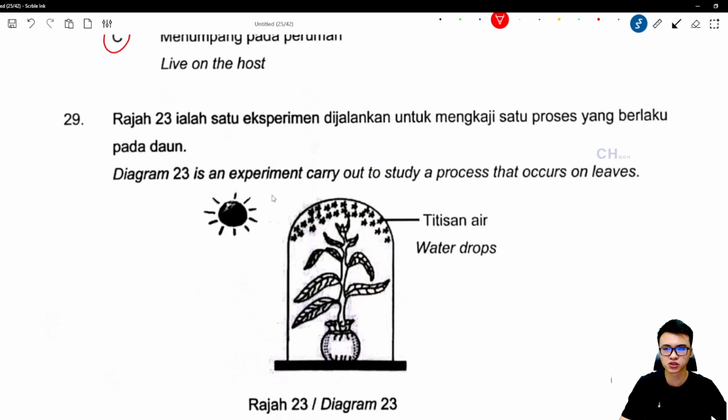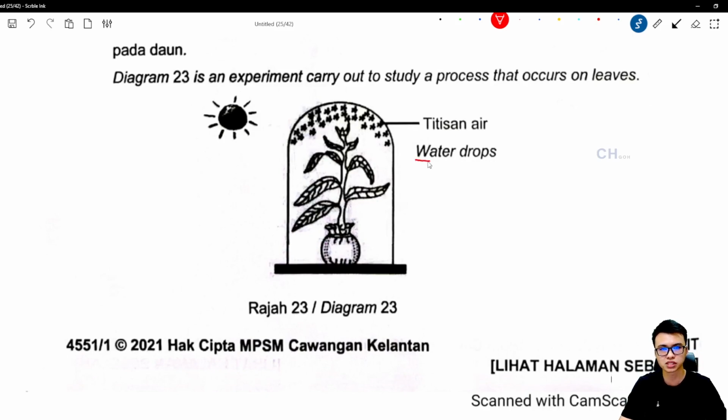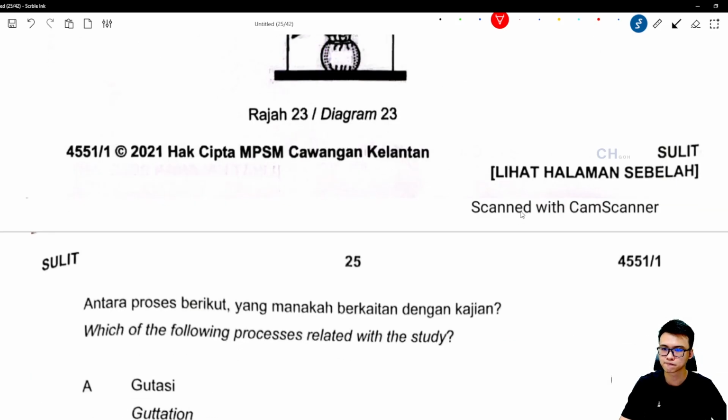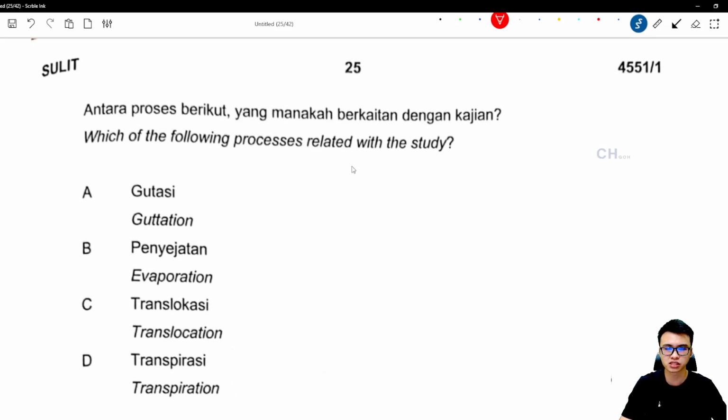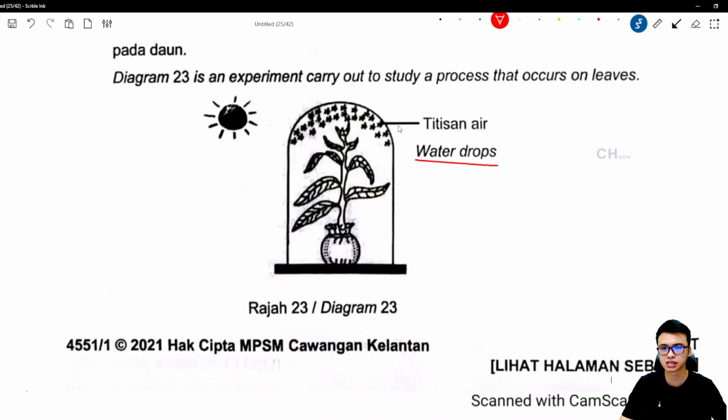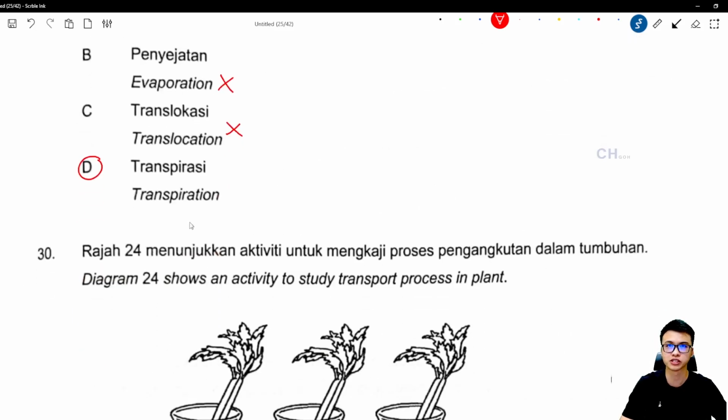Question 29. Diagram 23 shows an experiment carried out studying a process that occurs on the leaf. We have the water droplets here. Which of the following processes is related to the study? Okay. Evaporation is wrong, translocation is definitely wrong, guttation and transpiration. The answer here should be D. Why do I choose transpiration over guttation? Because I see the sunlight here. Guttation will only happen when the environment is cold, and transpiration will happen when the environment is hot. So I choose transpiration.